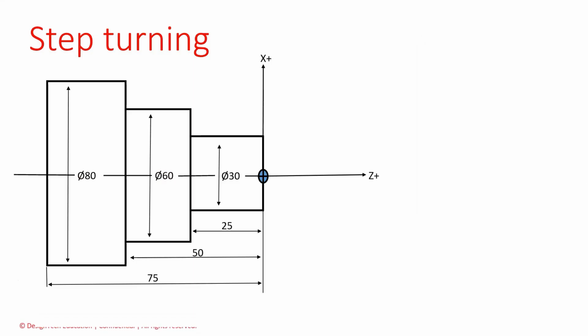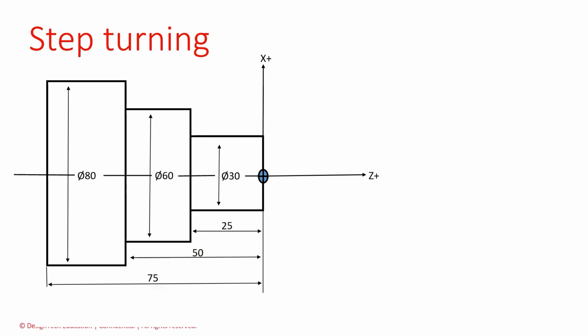We will discuss the step turning program. What is step turning? It means, in one workpiece we are creating different diameters. That is called step turning. Next, observe the drawing. It is the final drawing of the step turning component. In this drawing, we will observe the values of the final workpiece, diameters and lengths. In this component, we have 3 diameters and 3 lengths.